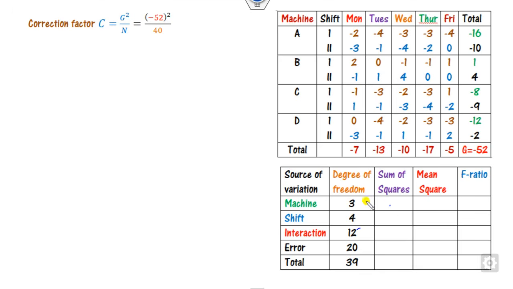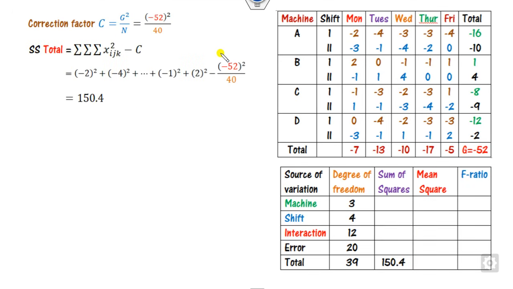Now you can find the sum of the squares. You can easily get these answers as minus 2 square, minus 4 square, minus 3 square, minus 3 square, this plus this plus this, until you get minus 1 square plus 2 square minus C. After the calculation you will get it here. How do you find the sum of the squares of the machine? Now these are the machines.